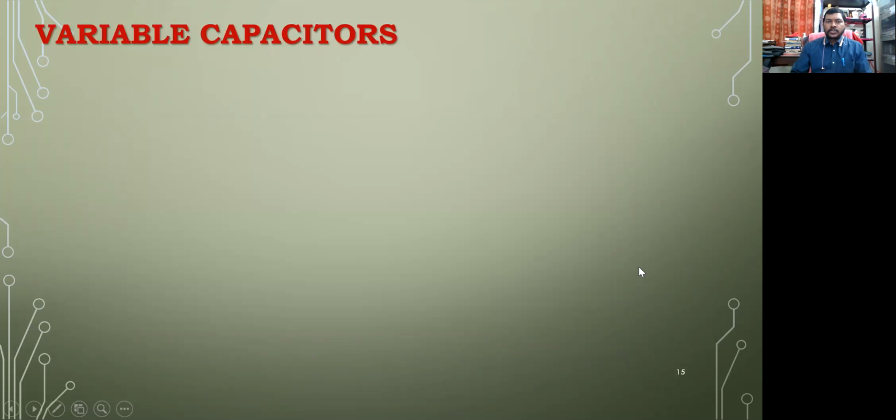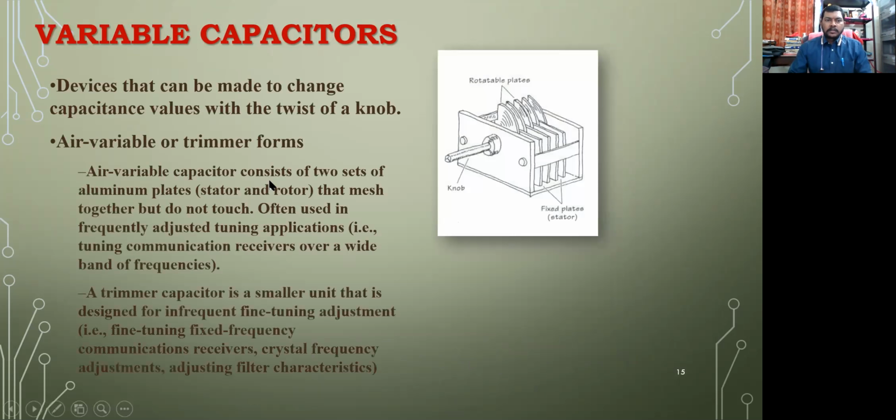Lastly, we need to just touch the portion of variable capacitors. Now remember, what is a variable capacitor? The capacitance of the capacitor can be changed by using some sort of arrangement. Then that particular capacitor is called a variable capacitor, right? For example, the devices that can be made to change the capacitance values with the twist of a knob.